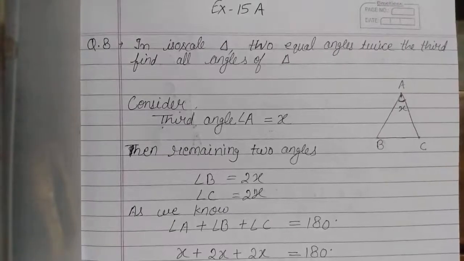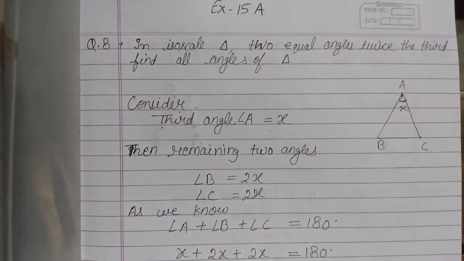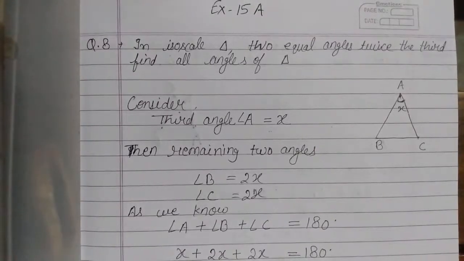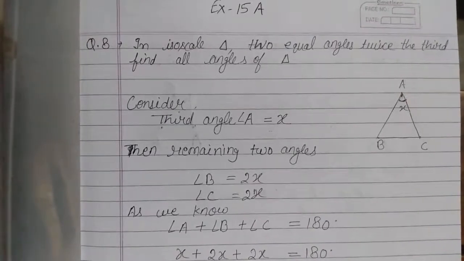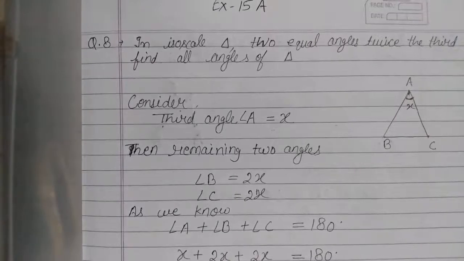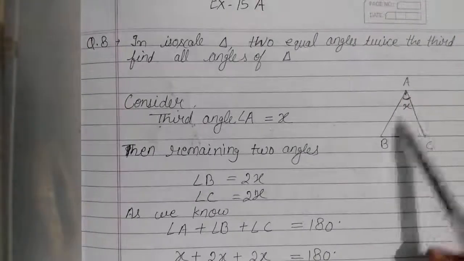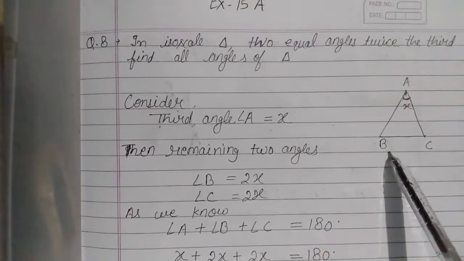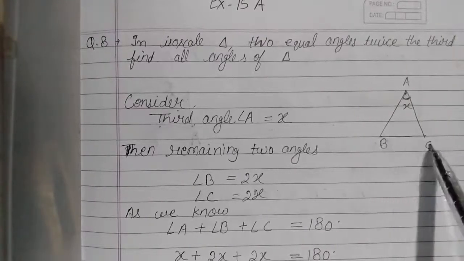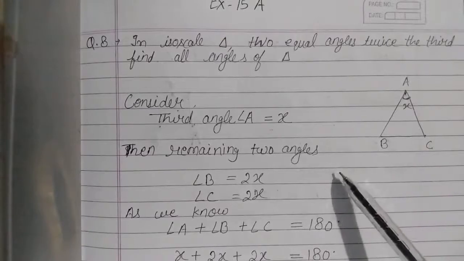Now question number 8. The question is: in an isosceles triangle, two equal angles are twice the third. Find the angles of the triangle. This is already given as an isosceles triangle. An isosceles triangle means a triangle in which two angles are equal.